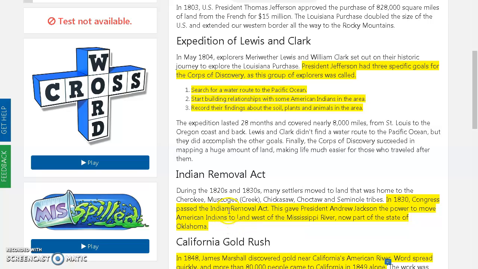Next, with the Indian Removal Act, you need to know that one effect of the Indian Removal Act of 1830 was that American Indians were moved to land west of the Mississippi River. So right here, American Indians were moved to land west of the Mississippi River, which is now part of the state of Oklahoma.